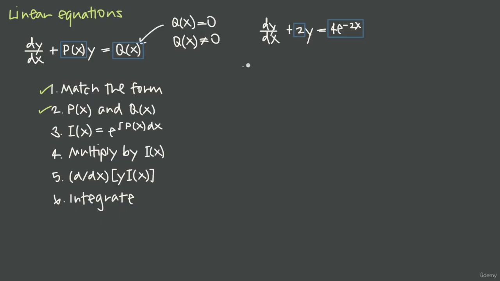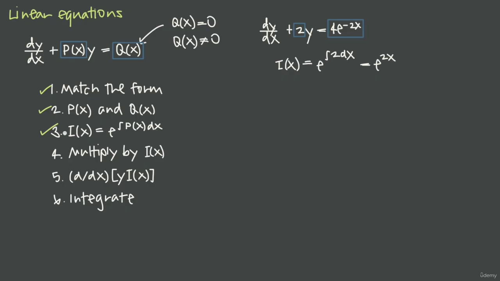So the integrating factor then, we say is I of x. That's going to be equal to e to the integral of the function p of x. In our case, that's 2. So 2 dx. And now we just need to evaluate this right-hand side. The integral of 2 is 2x. So this is just equal to e to the 2x. This function then is what we call our integrating factor.